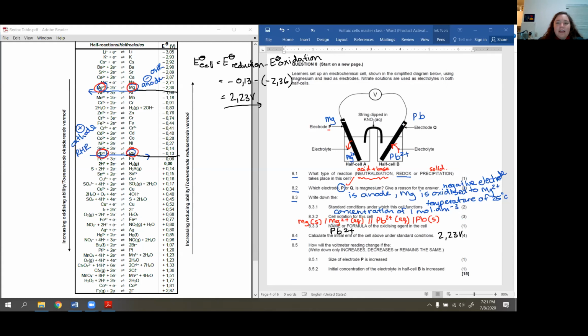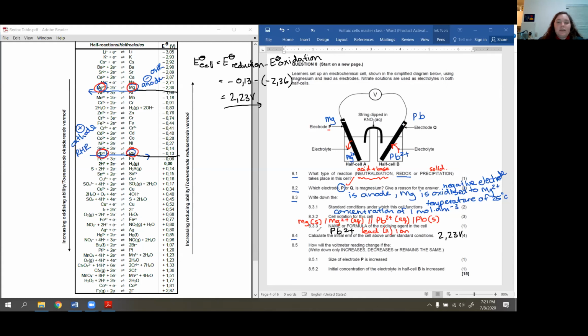All right, the name or formula of the oxidizing agent in the cell, well, the oxidizing agent is the substance that is reduced. And if you look here, your starting material for the reduction half reaction is Pb2 plus. Please note, if you wrote Pb, it is wrong. So it said name or formula. So you could actually also have said here the lead ion. But if you just said lead, it's wrong.